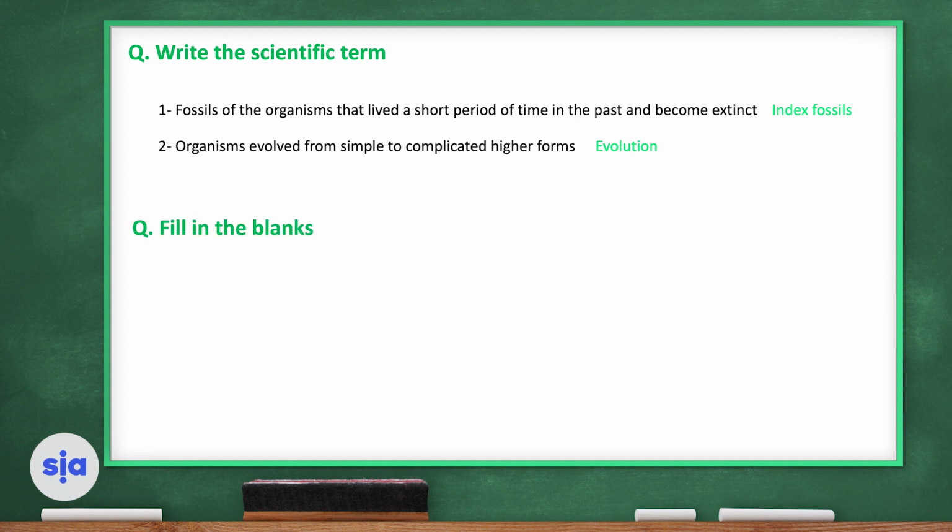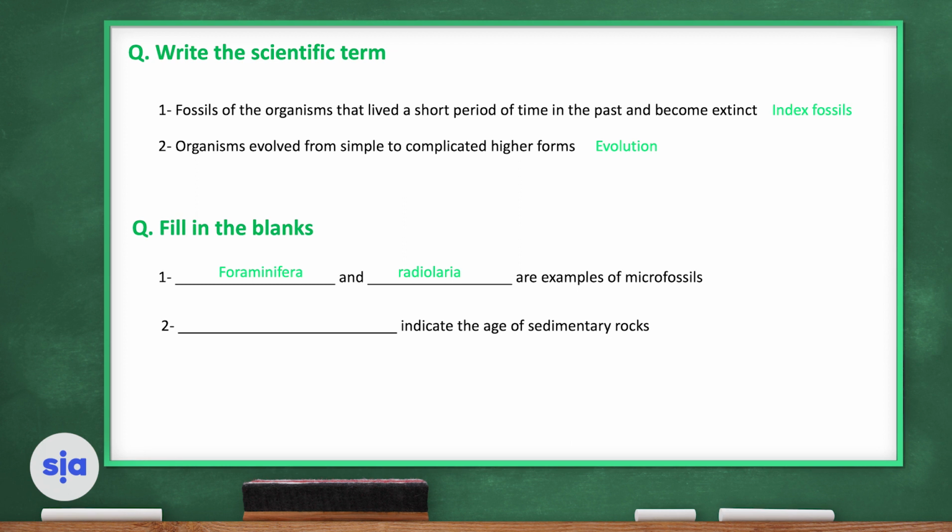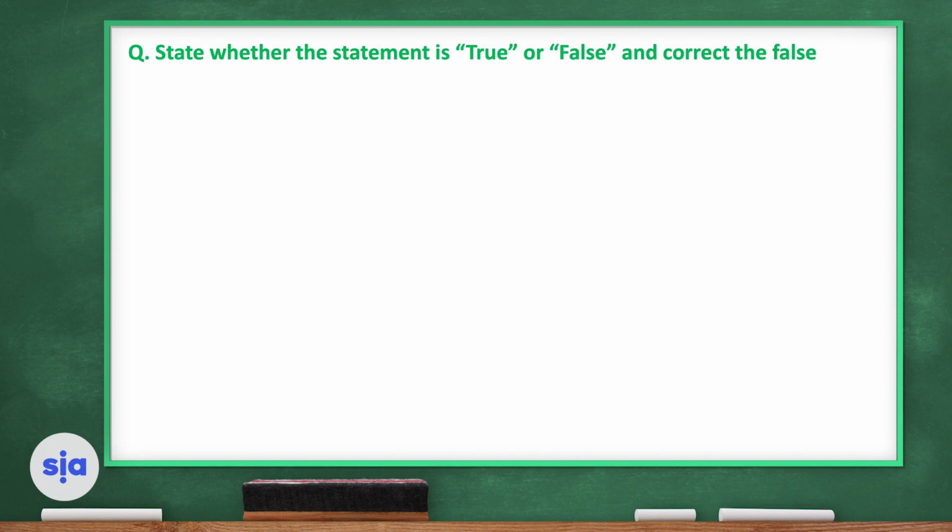Now fill in the blanks. What and what are examples of microfossils? Foraminifera and radiolaria. What indicate the age of sedimentary rocks? Index fossils. What fossil links between reptiles and birds? Archaeopteryx.